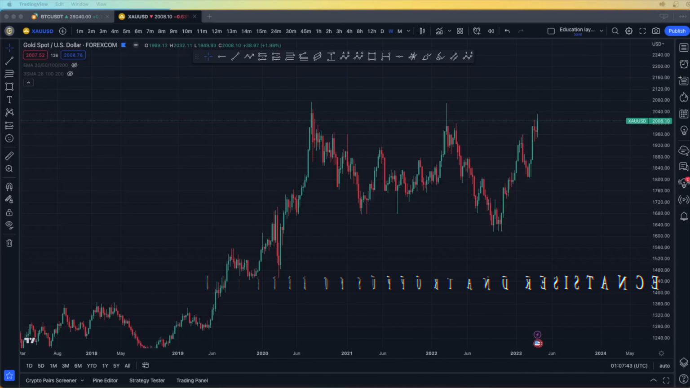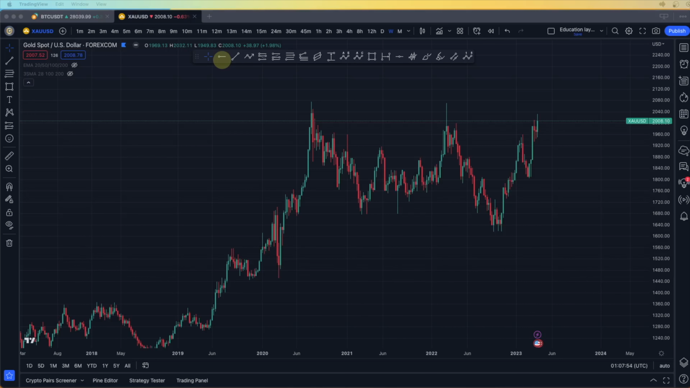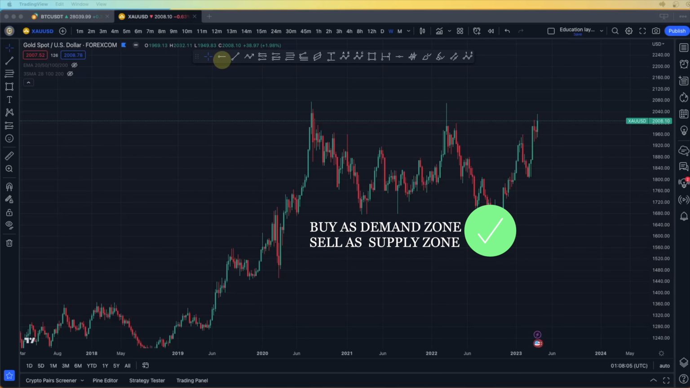Key areas of support and resistance are really important for us. A lot of people get FOMO and lose money because they buy at supply and sell at demand. That is completely wrong. You need to buy at demand and sell at supply.